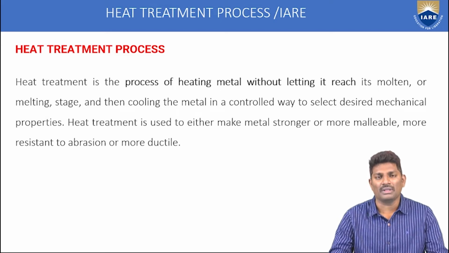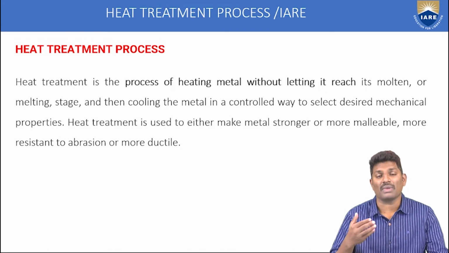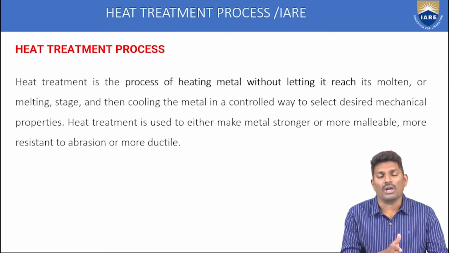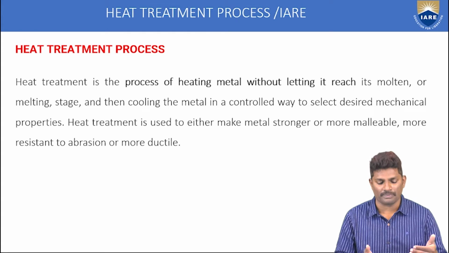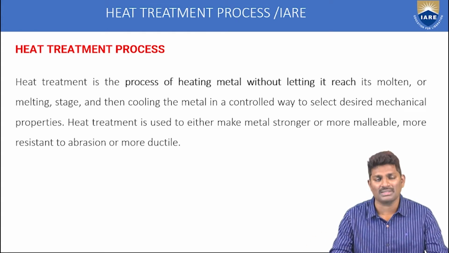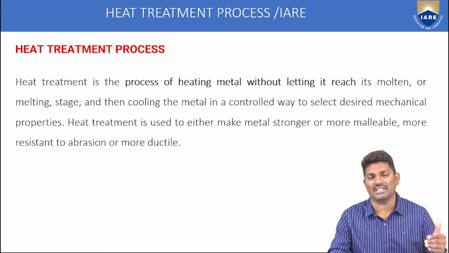The name itself, heat treatment, means you have to heat the metal in order to achieve the required mechanical properties. And the condition is you have to maintain the heat treatment process before the molten state. The molten state is nothing but the liquidus state. You should not reach the recrystallization temperature. Before the recrystallization temperature only, the heat treatment process has to be done. So according to the definition, heat treatment is the process of heating the metal without letting it reach the molten and melting state.